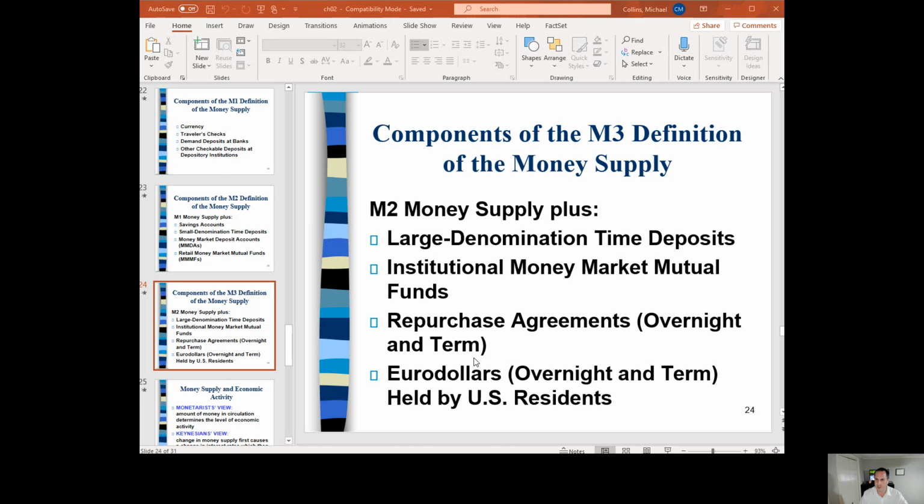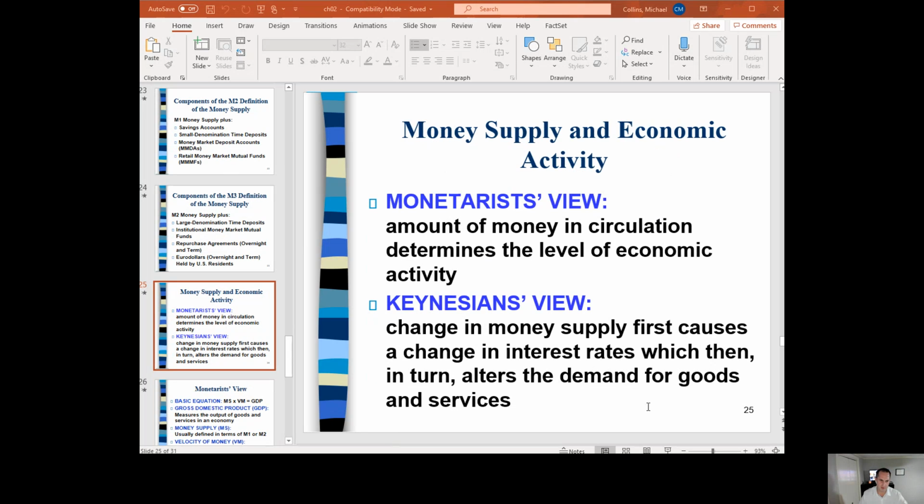M3 includes large denomination time deposits, right? You have, like, a few million dollars in Bitcoin. If we counted that as money, it's not going to be easy to move that around rapidly, at least converted to cash. Large money market funds, repurchase agreements, and then eurodollars. So these are kind of more funky FX-related vehicles.